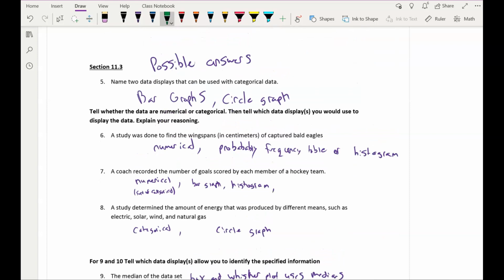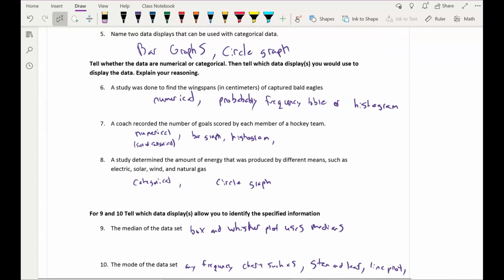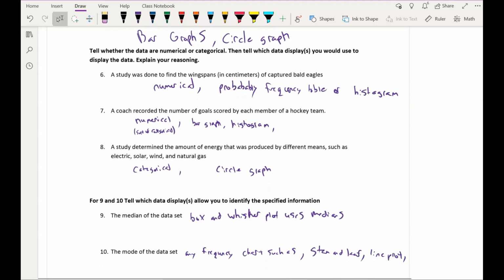Okay, in 11.3, to tell whether the data is numerical or categorical: if it's numerical, they're recording numbers, and if it's categorical, they're telling you categories of things. So just keep that in mind. Numerical is pretty easy to identify. So for example, 7, a coach recorded the number of goals scored by each member of a hockey team. That would be numerical.